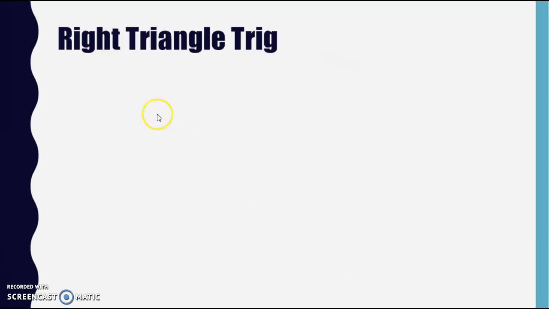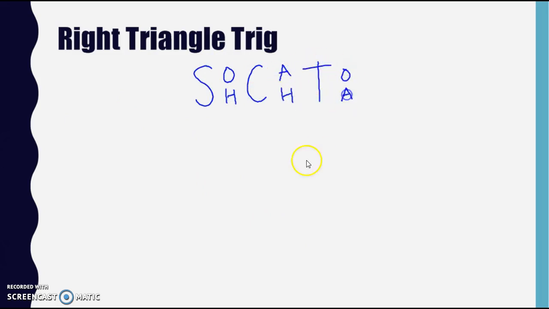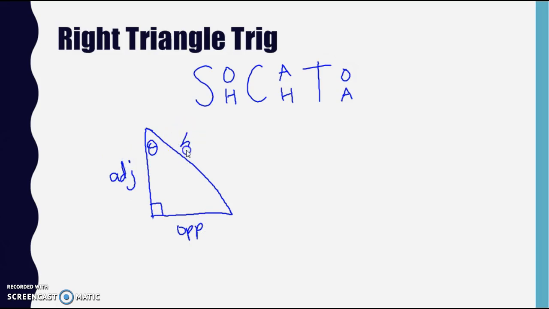And then we have right triangle trig, which is what we use SOHCAHTOA for. All right, so we have sine, cosine, tangent. Sine is opposite over hypotenuse, cosine is adjacent over hypotenuse, and tangent is opposite over adjacent. And the opposite, adjacent, hypotenuse are just all the sides in relation to the angle that you're working with. So if I have a right triangle and I'm working with this angle theta, opposite is the side it does not touch. Adjacent is the side it touches that's not the hypotenuse, and your hypotenuse is always the side that's across from the right angle.